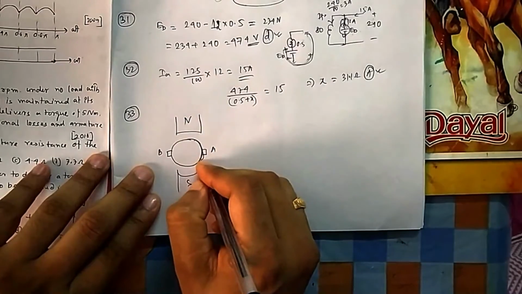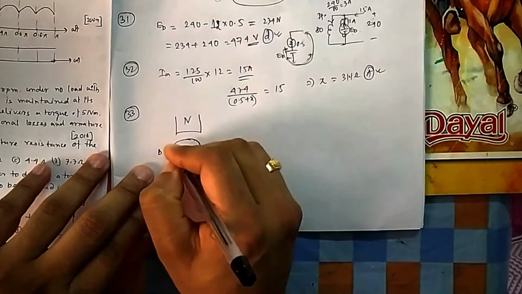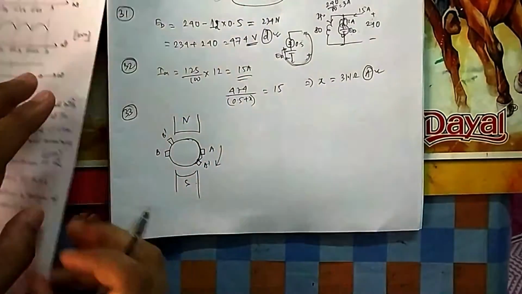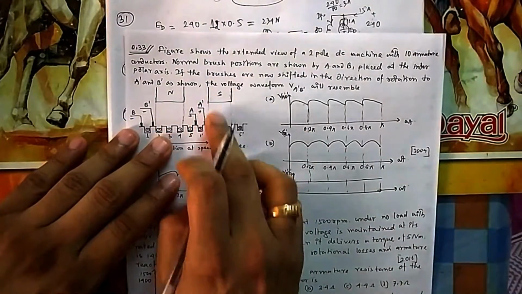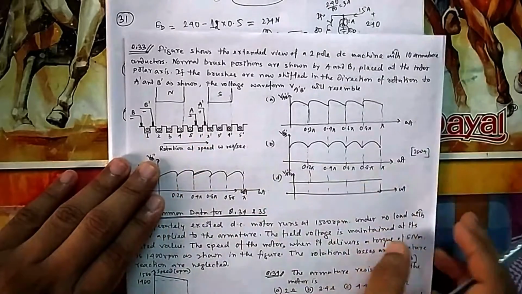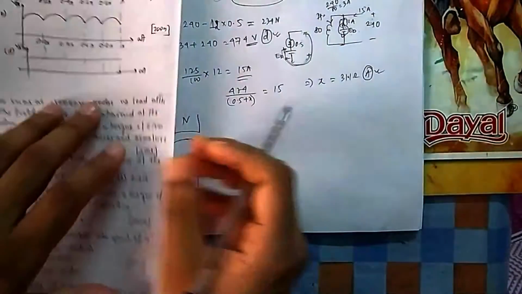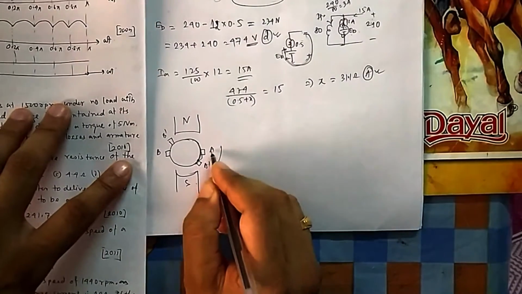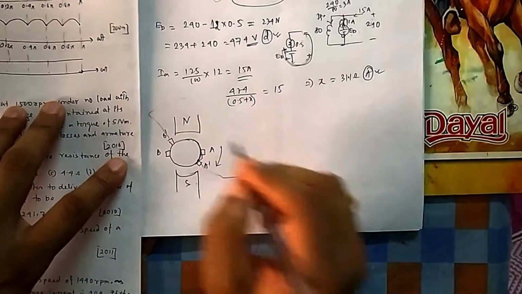Now you have changed it to A dash here and B dash here, and it is rotating in this direction, because if you see, your A dash is near to S. It was in between north and south, but you have moved your A dash near to S. It is moving in this direction, so it is moving towards south. So A dash is coming. Instead of A, your brush is now at A dash and B dash.